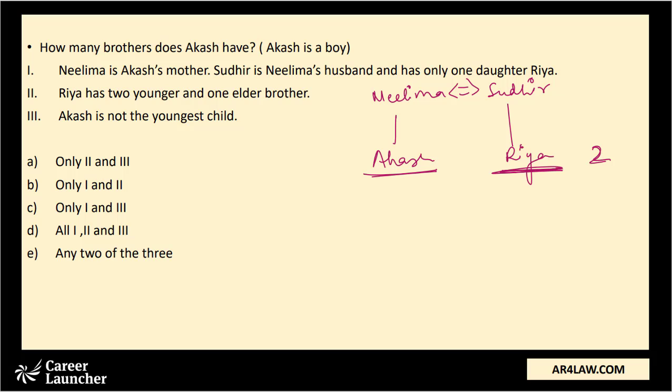Statement 3, Akash is not the youngest child. Will that help us in any way in knowing how many brothers Akash has? Actually not. So here we can see we have to only combine the information given in statements 1 and 2, and that can answer that Akash has 2 brothers.